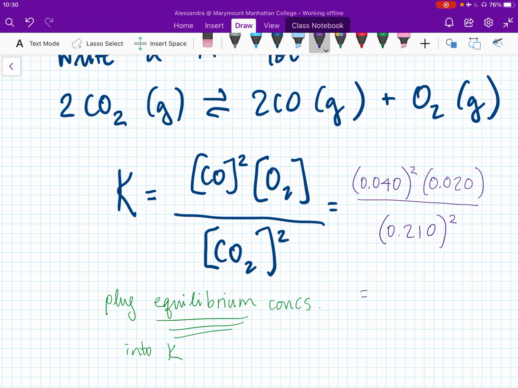And if I do that arithmetic, my K is equal to 7.2, keeping 2 digits of significance, times 10 to the minus 4 for that particular reaction that we just talked about. So this is an example of how to calculate an equilibrium constant. You need to figure out what the equilibrium concentrations are, write an expression for K, and then plug the equilibrium concentrations into K.